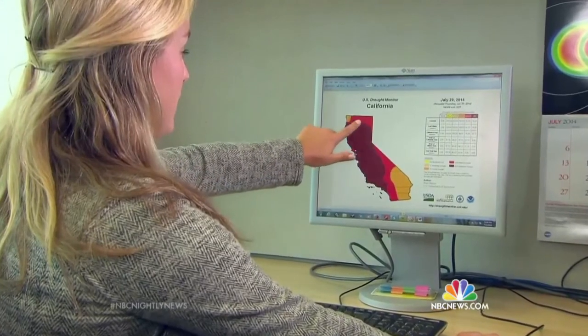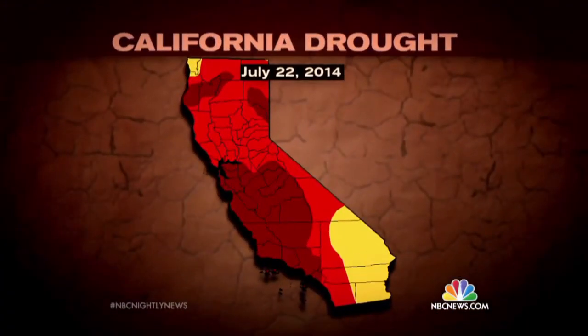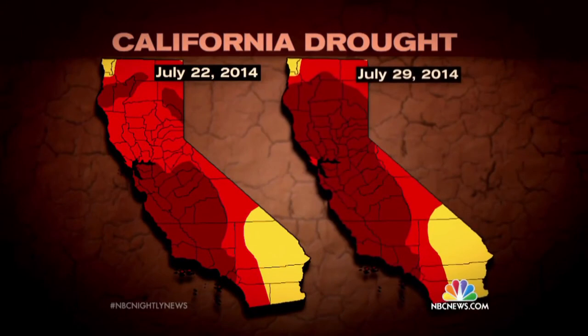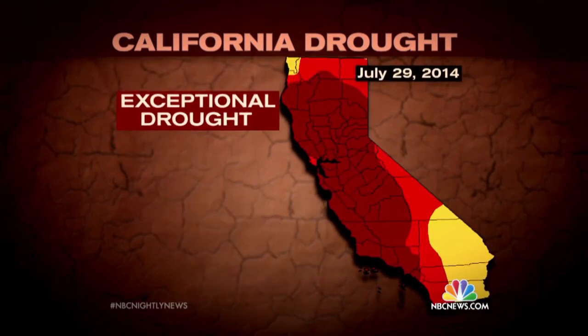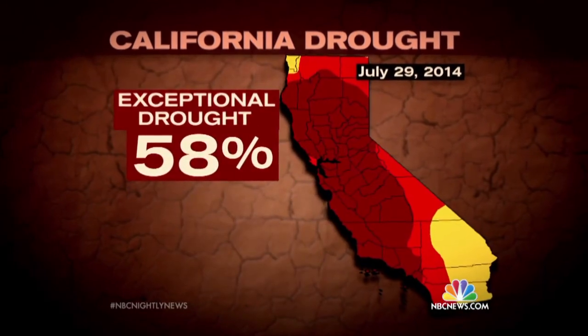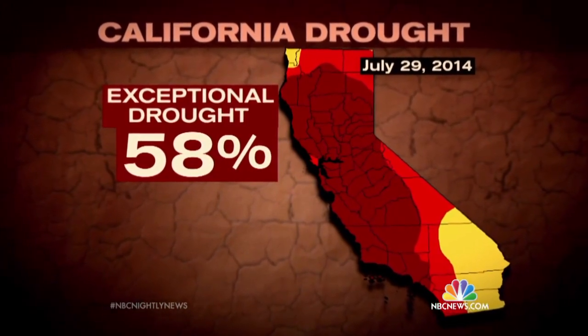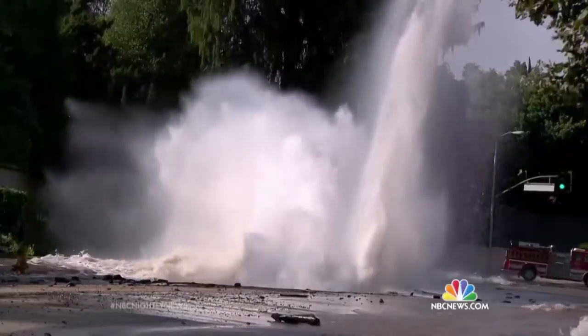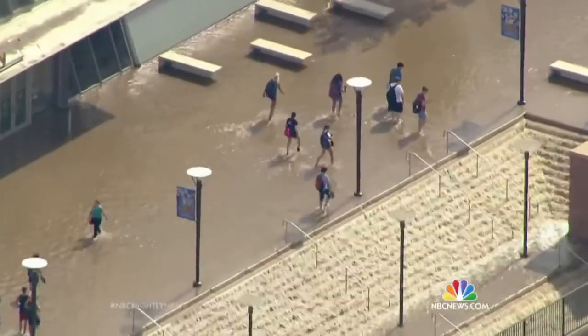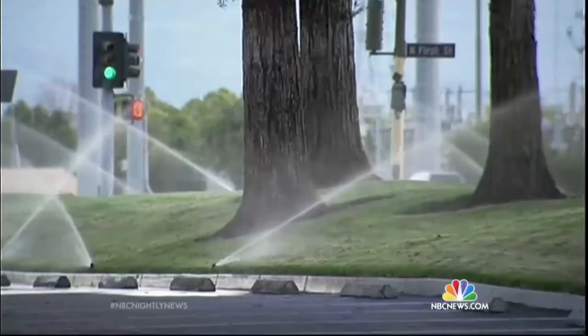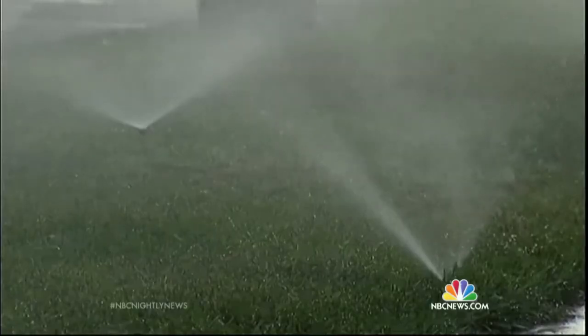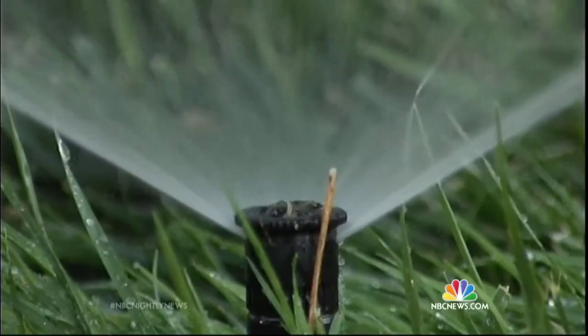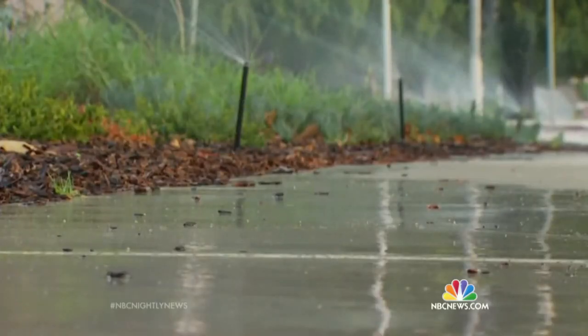Take a look at California's drought map. This is what it looked like last week, and here it is this week. Exceptional drought in dark red now covers 58% of the state, up from 36% just 7 days ago. It doesn't impact just the state of California. It impacts everyone in the nation and internationally. What didn't help, Tuesday's water main break, which flooded UCLA with 20 million gallons of water. Starting this week, California is issuing $500 fines to water wasters like those dousing driveways and sidewalks.